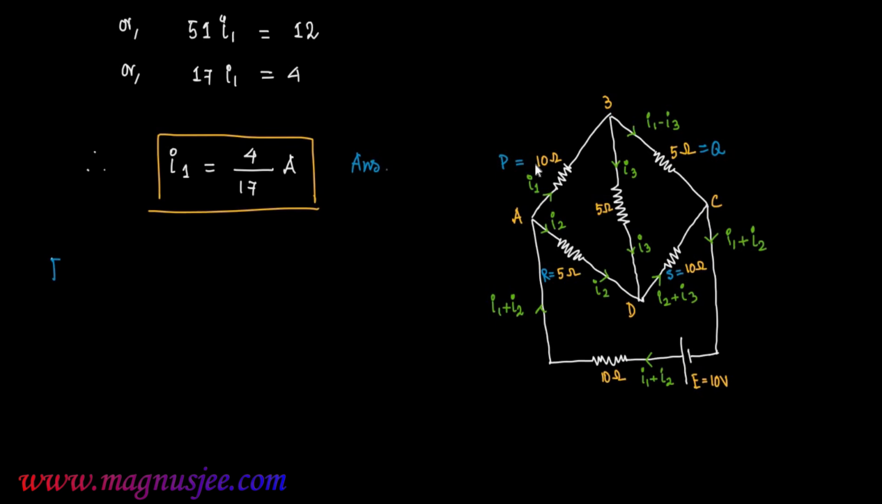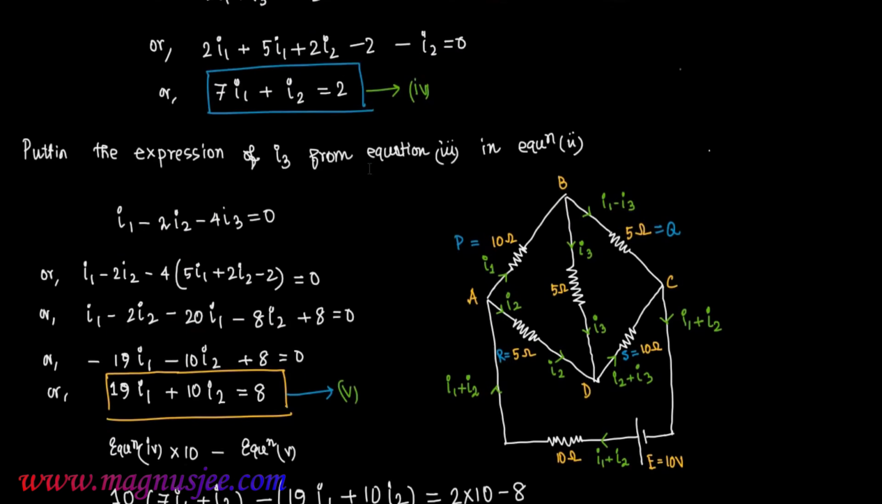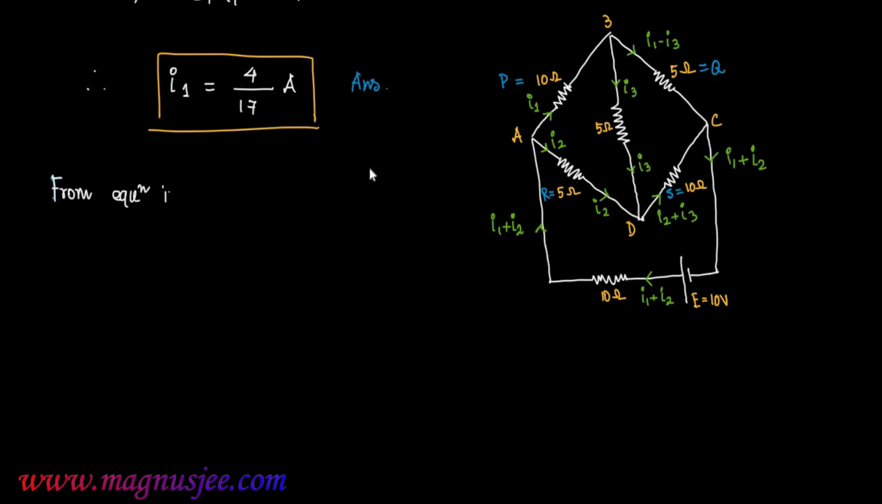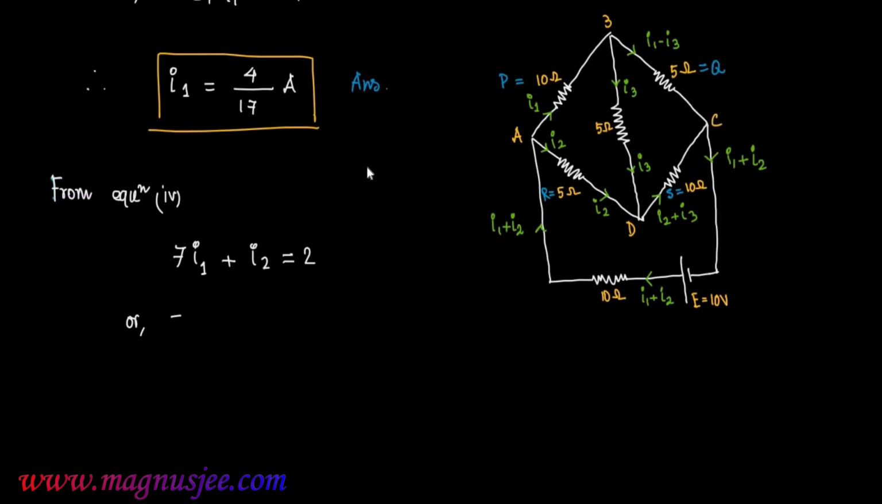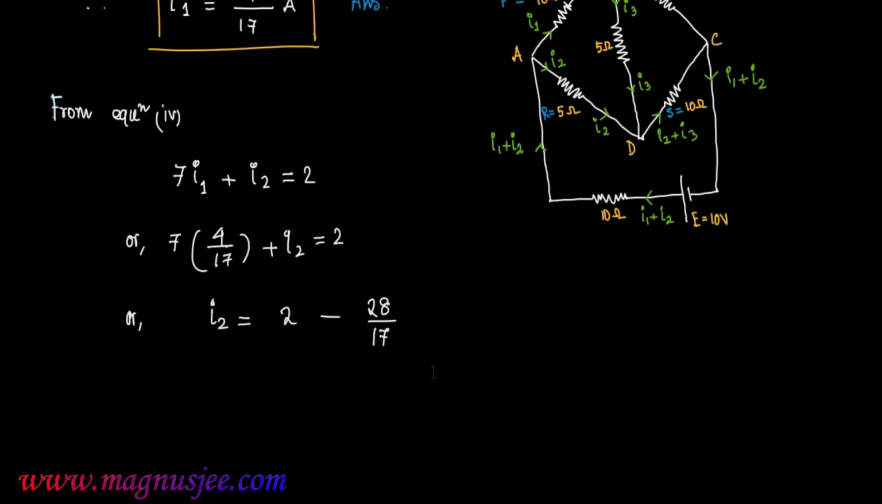And we get the value of current flowing through the 10 ohm resistor, that is I1 equal to 4 by 17 ampere. From equation 4, 7I1 plus I2 equal to 2, or 7 into bracket 4 by 17 plus I2 equal to 2. Therefore I2 equal to 2 minus 28 by 17, that means I2 equal to 34 minus 28 by 17. Therefore I2 will be equal to 6 by 17 ampere.